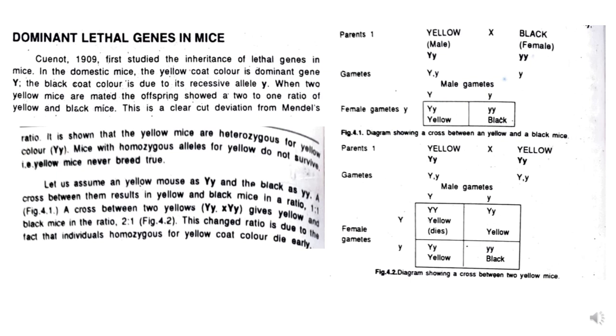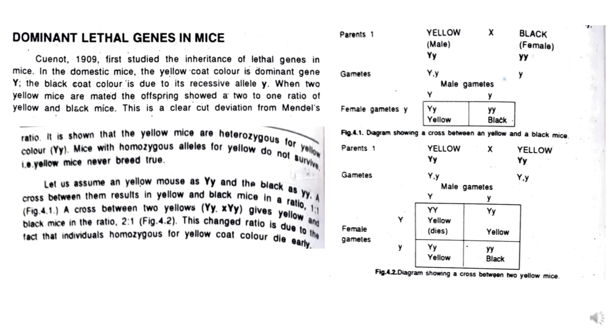So let us understand this with the help of crosses. You can see here in the first cross the yellow mice is crossed with the black mice. The yellow male here is heterozygous with capital Y and recessive y allele, and the black mice is homozygous recessive. So these are the gametes which are formed by the male and female, and so yellow and black progenies are obtained.